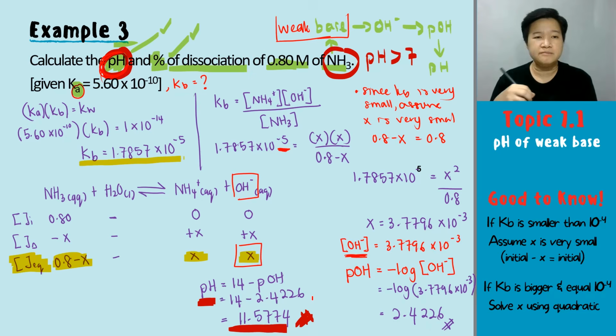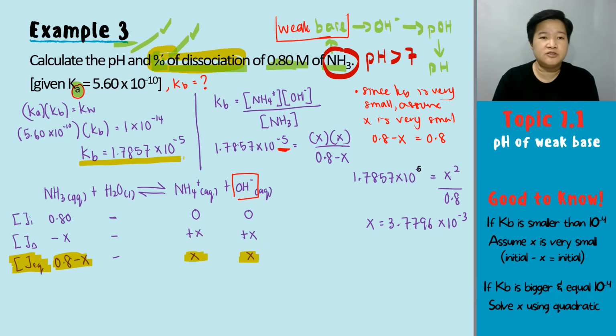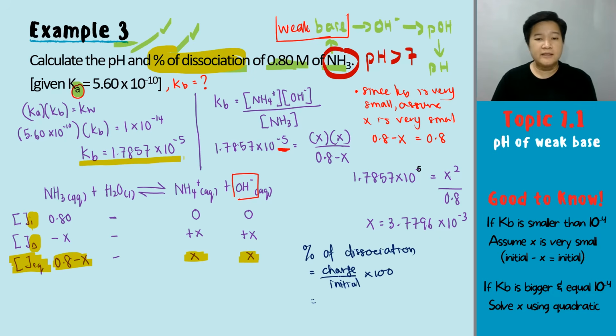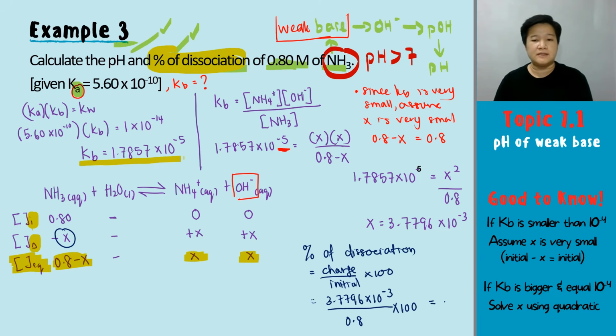Simple. Okay? Next, the question is asking for the percentage of dissociation. So how do I find the percentage of dissociation? The change divided by the initial. And the change over here is equal to X. And we know that your X is equal to 3.7796 times 10 to the power of negative 3. Your initial given in the question, 0.8, times 100%. Therefore, the percentage of dissociation calculated is 0.47%.